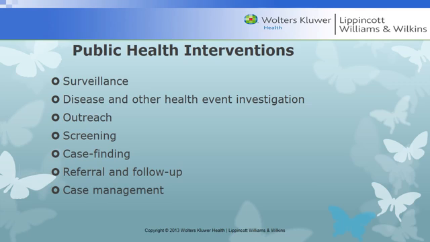With outreach, populations of interest or populations at risk are located, and then information is provided to them. Screening identifies individuals with unrecognized health risk factors or asymptomatic disease conditions in populations. Case finding locates individuals and families with identified risk factors and connects them with resources.